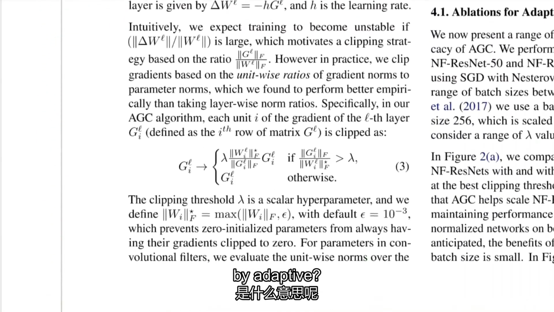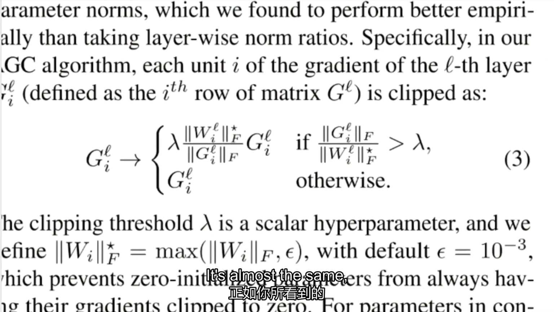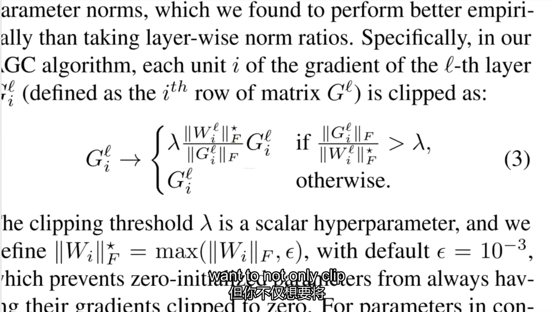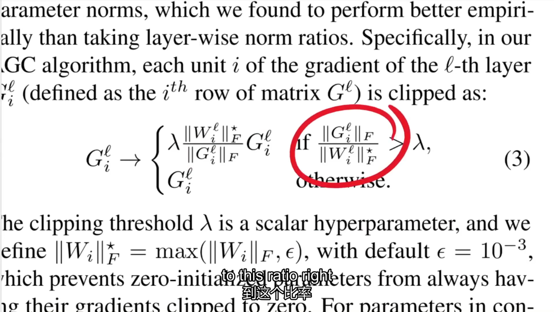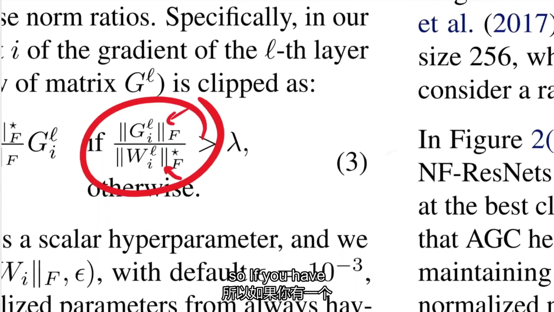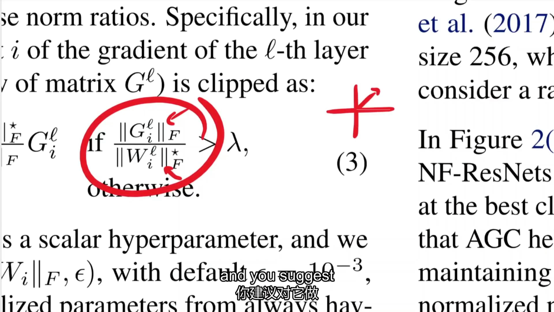So what do they mean by adaptive? What they do is the following. It's almost the same. As you can see, G is the gradient, so this part right here is the same. You want to scale the gradient, but you want to not only clip the gradient to its own norm, you want to clip the gradient to the ratio, this ratio right here. So the ratio is how large the gradient is versus how large the weight that the gradient acts upon is. If you have a small weight and you suggest a small change to it, fine.